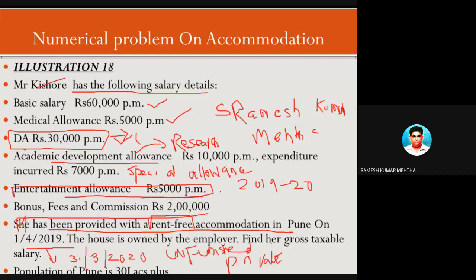Find his gross taxable salary. And the problem is also giving one note that this person is working in Pune, and the total population of Pune is more than 30 lakh. So salary for the purpose of calculation of rent-free accommodation is 15% of salary, because if the population is 25 lakhs and more, it is 15% of salary.